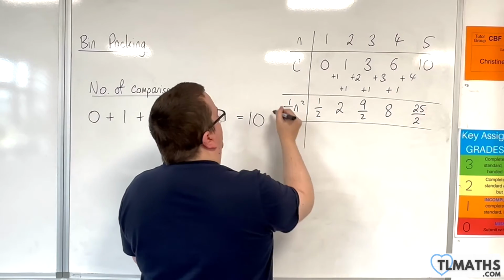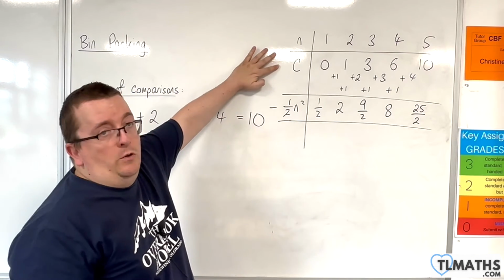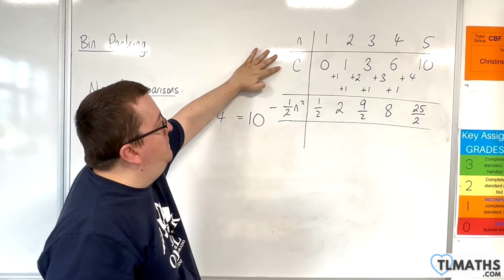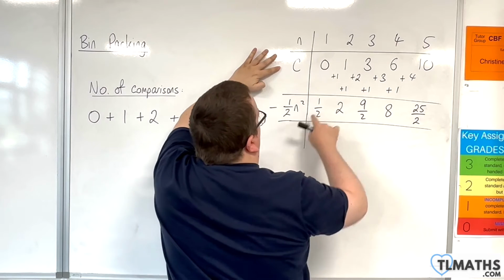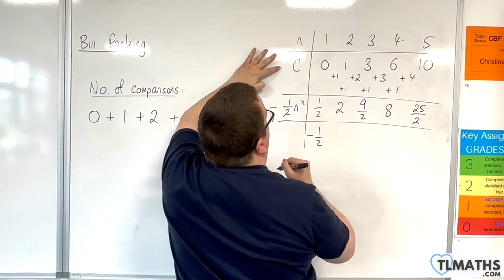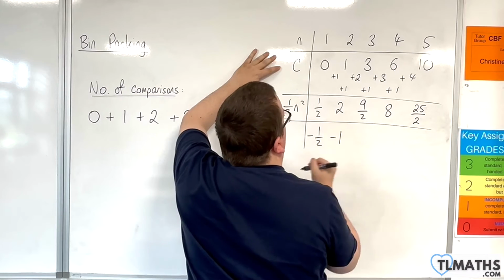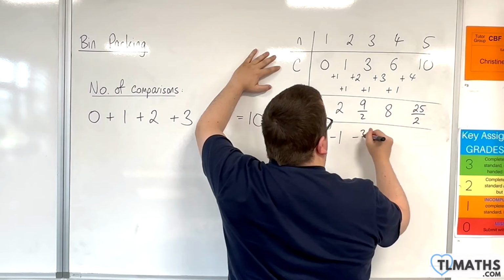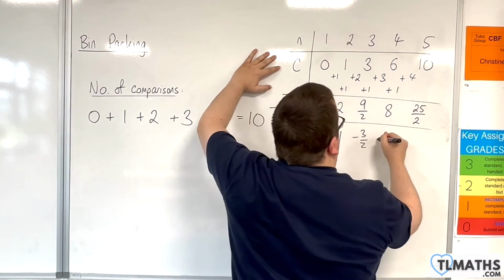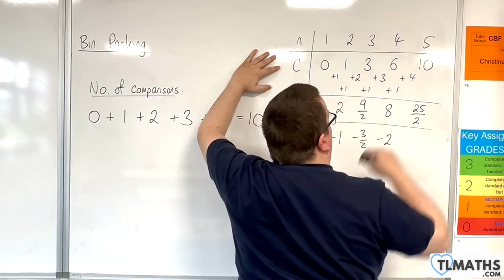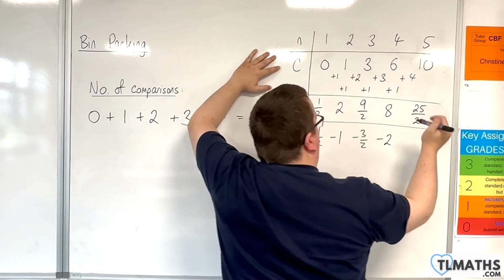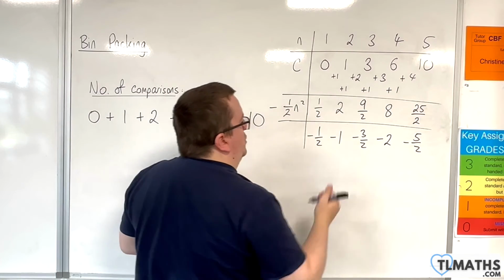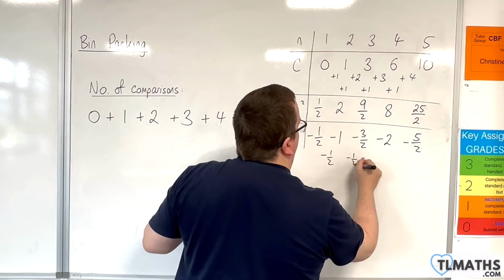Okay, so what we'll do is subtract that away from the sequence that we've got, and that should result in a linear sequence that we can then investigate. So 0 take away 1/2 is minus 1/2. Then 1 take away 2, which is minus 1. Then 3 take away 4.5, so that's minus 1.5, or minus 3 halves. Then 6 take away 8, which is minus 2. Then 10 take away 25 halves, so 20 halves take away 25 halves is minus 5 halves. And what you can see now is that this is reducing by 1/2 each time.